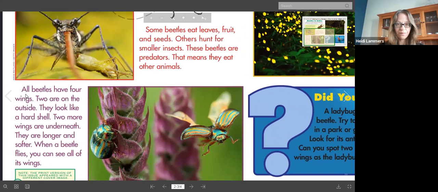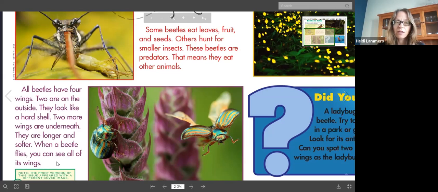Okay. These guys are pretty cool looking. I like those. Let's read the purple text. Follow along with me. Remember, you're reading with me. Ready? Read. All beetles have 4 wings. 2 are on the outside. They look like a hard shell. 2 more wings are underneath. They are longer and softer. When a beetle flies, you can see all of its wings.